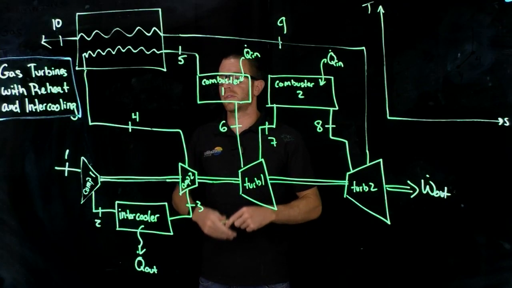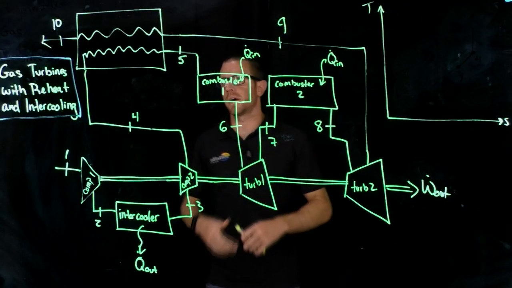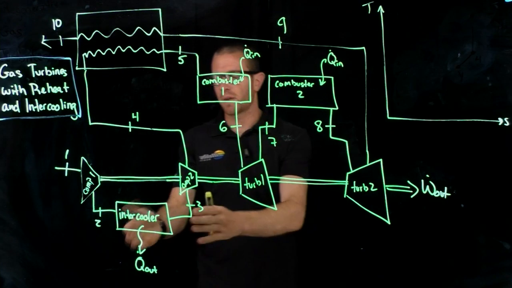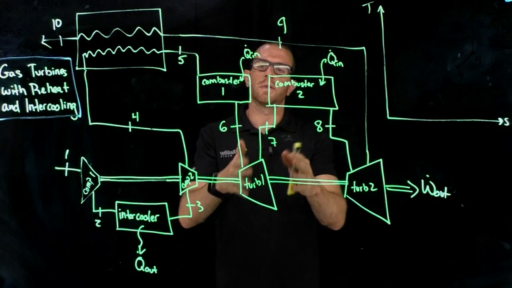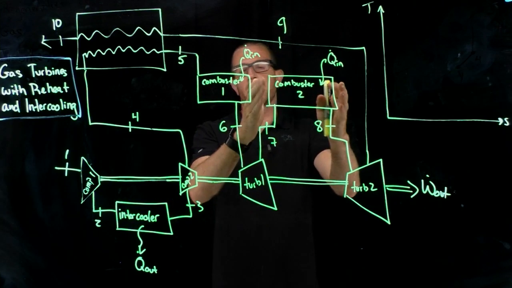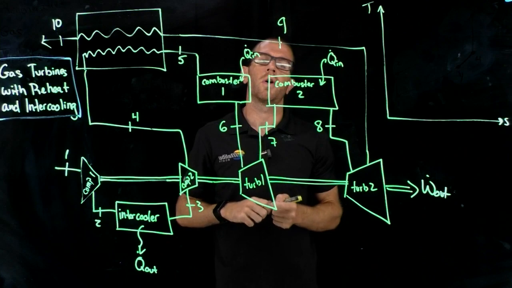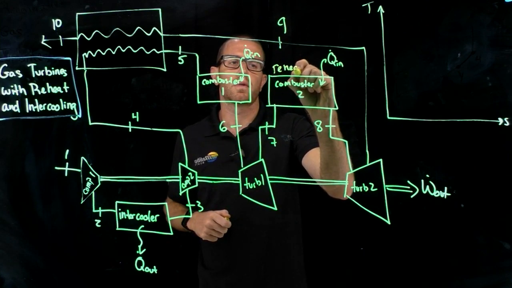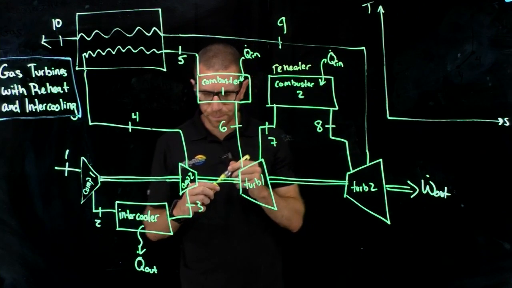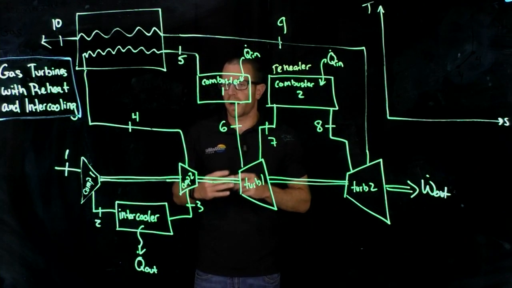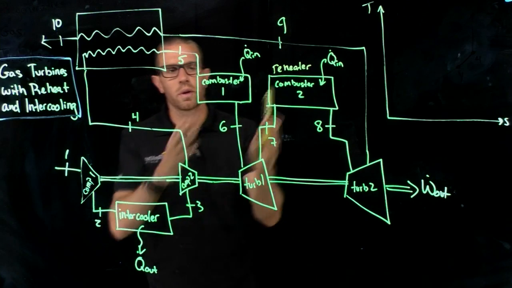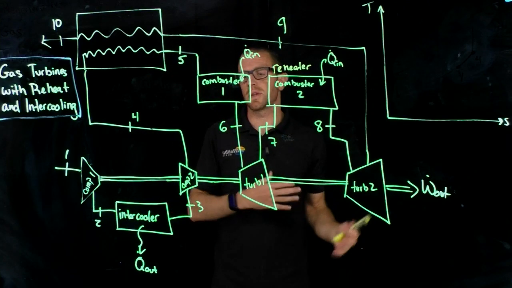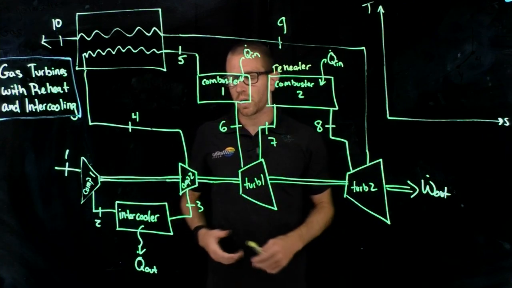So now we have a gas power cycle that has a generator, but has also got some other elements too. We have an intercooler and a combustor, and combustor 2, which we actually call a reheater. Okay? So the idea behind the intercooler and the reheater is to sort of reset the fluid before it goes into the second stage of combustion or the turbine.